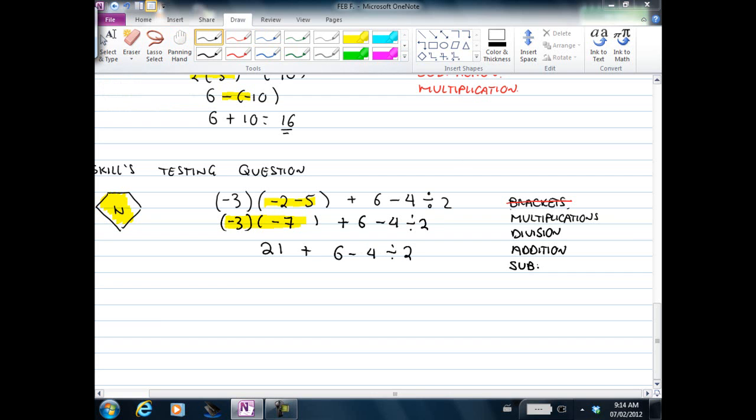Devin, what do I do next? So multiplication is done. Divide. I want you to look at what you're dividing. Watch what I'm going to do. I'm going to highlight this right here. 4 divided by 2. Agree? So this becomes 21 plus 6 minus... Rachel, what's 4 divided by 2? 2. Hey guys and gals, we're almost done. Solve this now on your own. 21 plus 6 minus 2. And your answer is 25.